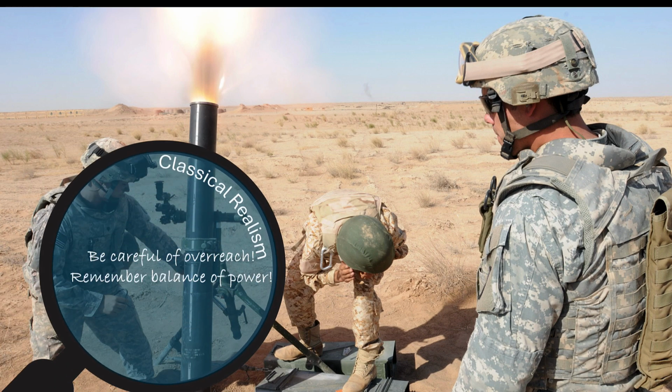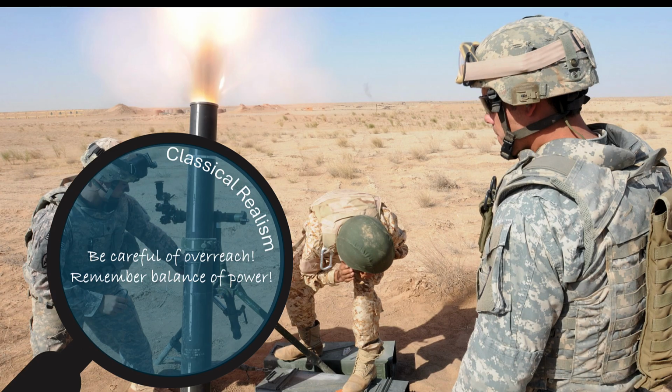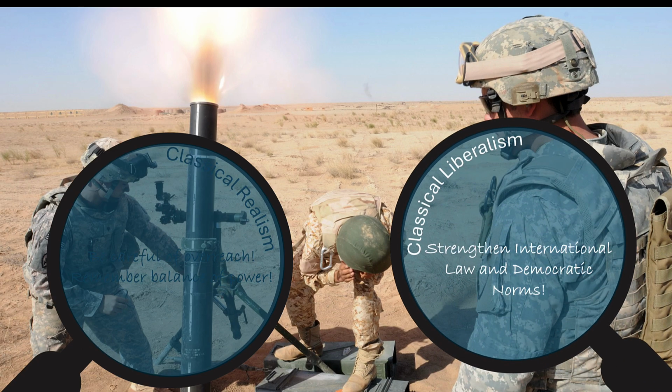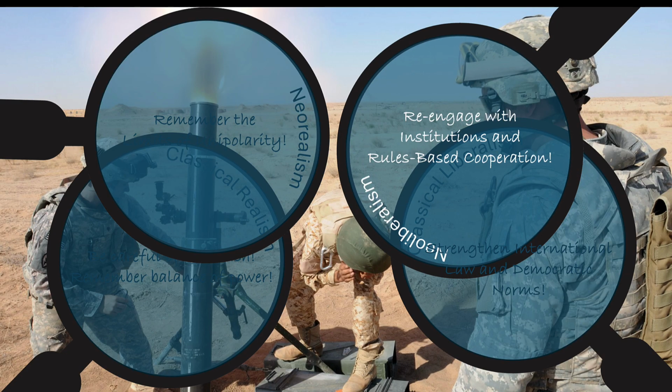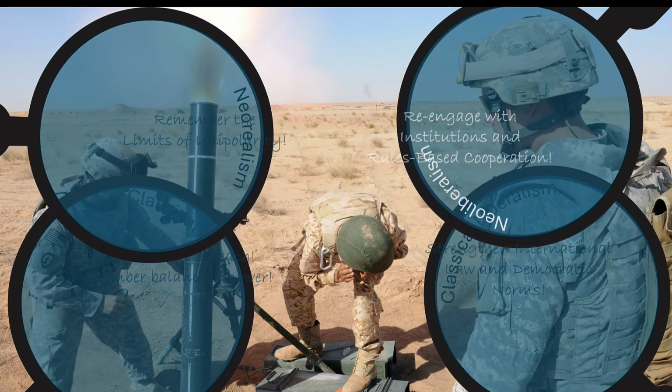Realists might caution against overreach and advocate for balancing power. Liberals would urge strengthening international law and democratic norms. Neorealists would emphasize the limits of unipolarity, and neoliberals would push for re-engagement with institutions and rules-based cooperation. This is where each theory meets practice. The specific theoretical lens shapes not only how we see the world, but what we think should be done about it. Let's pause and bring all this together.